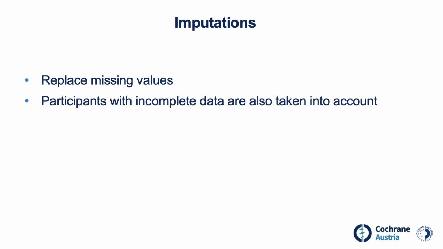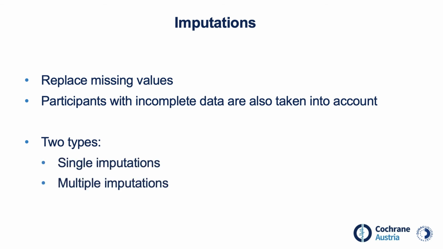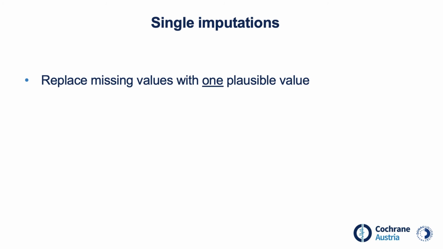So-called imputation methods can help if between 5 and 40% of the data are missing. This means replacing missing values. In this way, participants with incomplete data can also be included in the evaluation. There are two types of imputation methods: single imputations and multiple imputations. With single imputations, every missing value is replaced by one plausible value. There are several options for this.